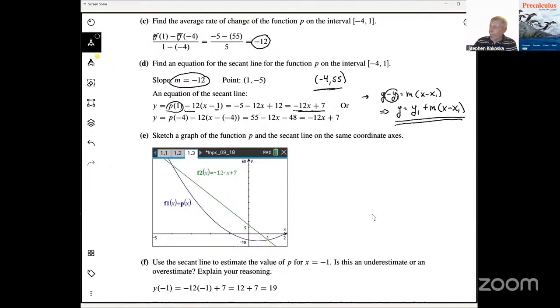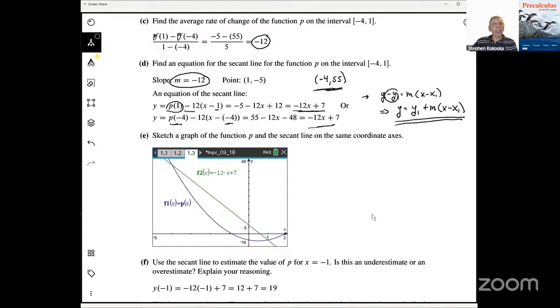So I've included that here also. I could use this point -4, 5, 5. So y is equal to p of -4 plus m, which is -12, times x minus x1 in this case, which is -4. And fortunately, I get the exact same expression, -12x plus 7. Good. Thanks for putting up with that.